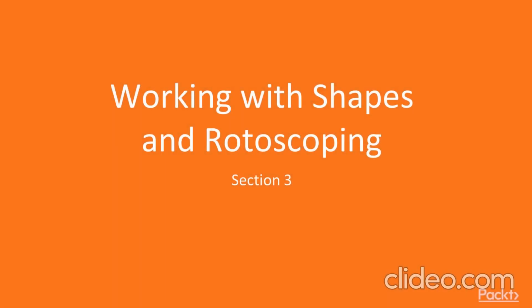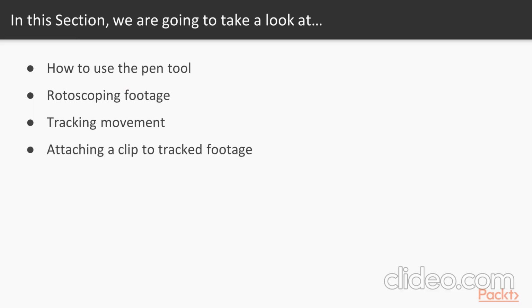In this section, we'll be masking the stingray out of the background and attach a banner to its tail. We'll learn how to use the pen tool, how to rotoscope footage, how to track movements, and finally, how to attach one bit of footage to another.